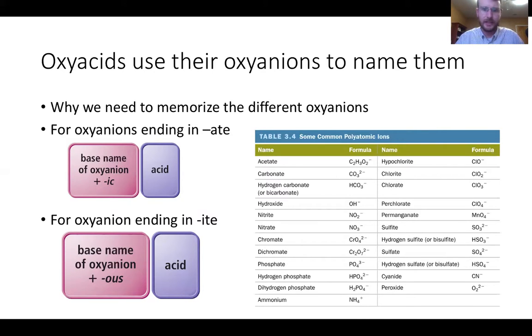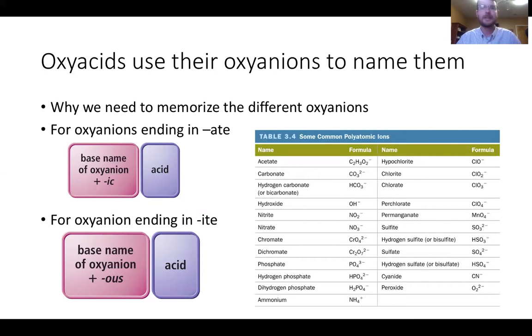So nitrate is NO3, nitrite is NO2. Nitrate ends in an -ate. So if we had a chemical formula, HNO3, we just change the -ate into an -ic.